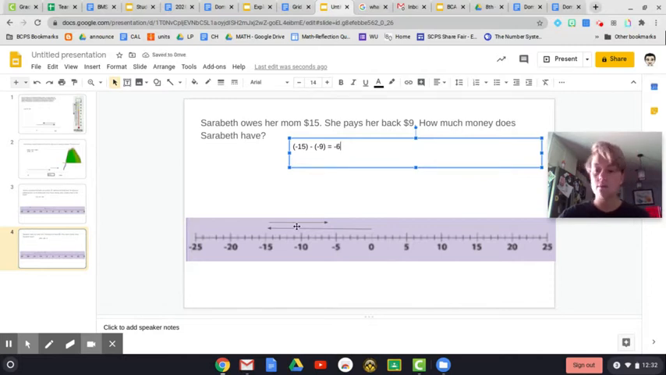If you will remember from our previous examples, if you subtract a positive number, you move to the left on the number line. Well, if we're going to subtract a negative, that's the opposite. We move to the right on the number line, which is basically like saying negative 15 plus 9, which is still equal to negative 6.